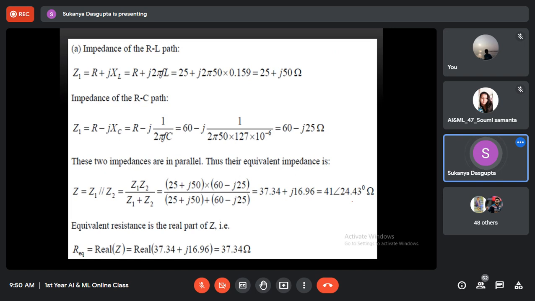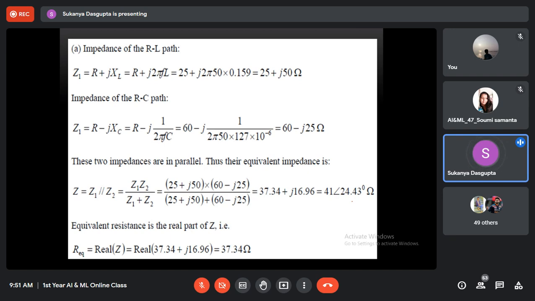Look at the problem. First, you have to calculate Z1, the impedance of the first branch, the branch containing resistance and inductance, R plus J XL. XL is the inductive reactance, which is just equal to omega L. Omega is 2 pi f, the angular frequency. Frequency is given in the problem. It's 50 hertz.